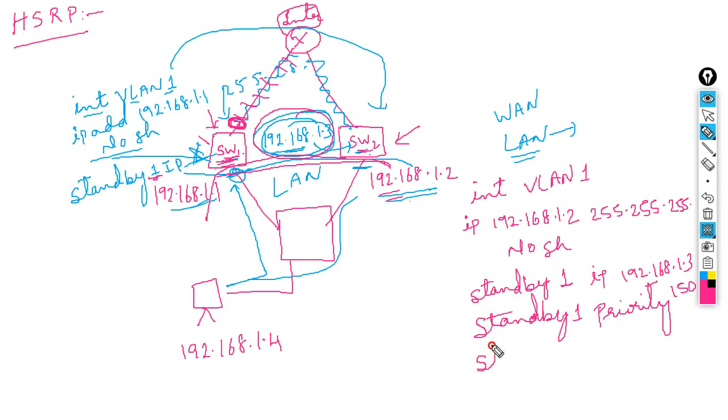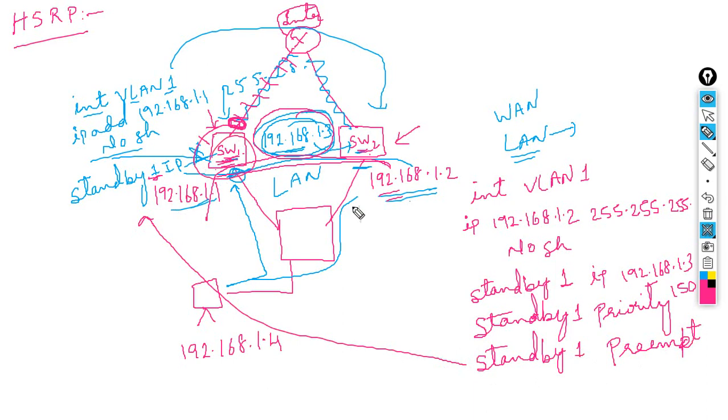If you want to enable the preempt, we will write standby 1 preempt. This command we will write here, and the same command on this switch also. Automatically they will compare the priority. When we enable the preempt command, they will not wait for switch 1 to go down. They will directly check who has the higher priority, and that one is going to become active.